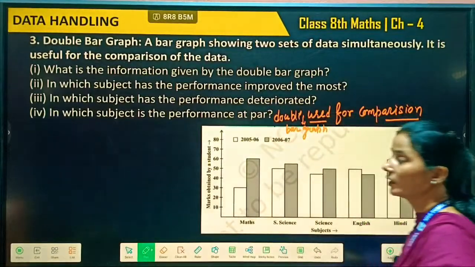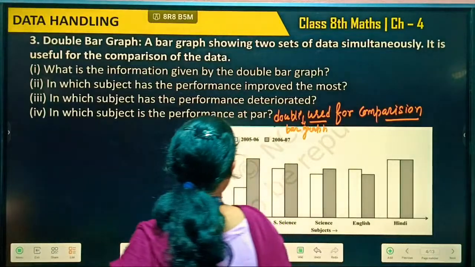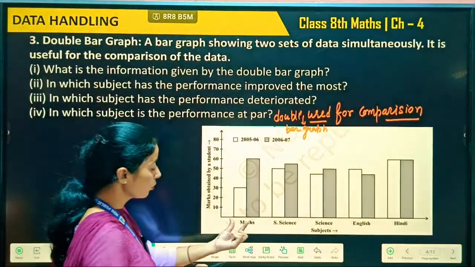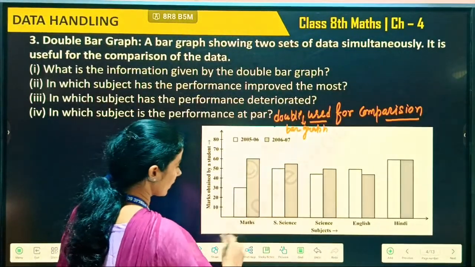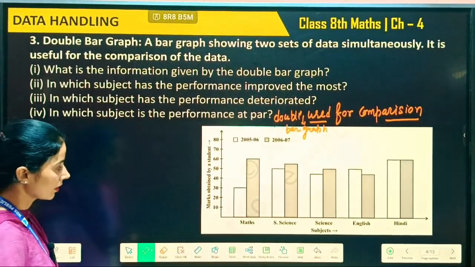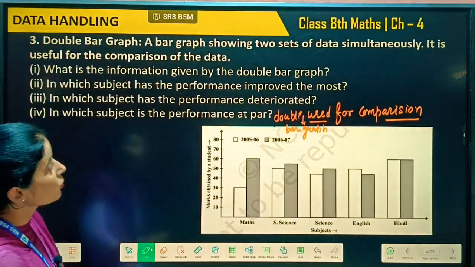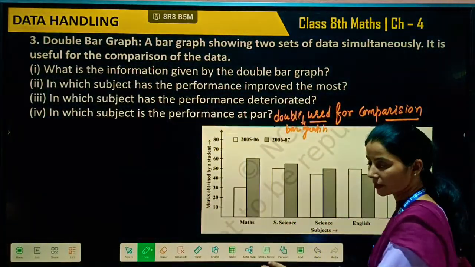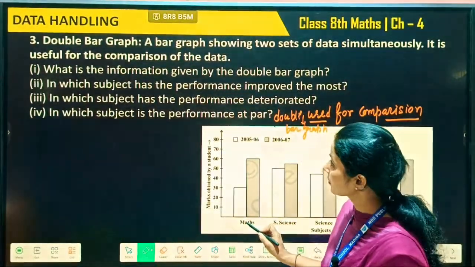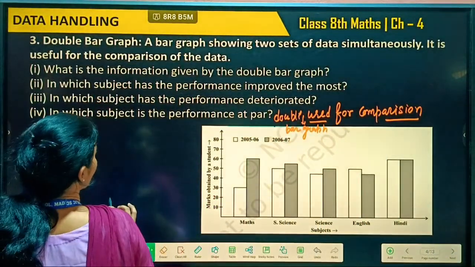It is used for comparison, showing information within one graph of two subjects. See, it is maths, okay, a different situation is given here. Let us see what it is. Double bar graph: a bar graph showing two sets of data simultaneously. We are denoting maths marks in... what is the information given by the double bar graph?